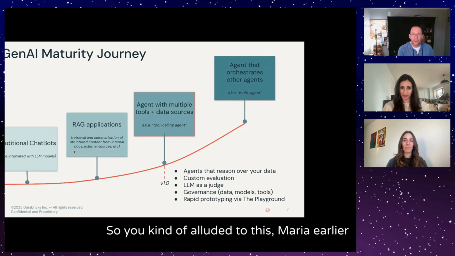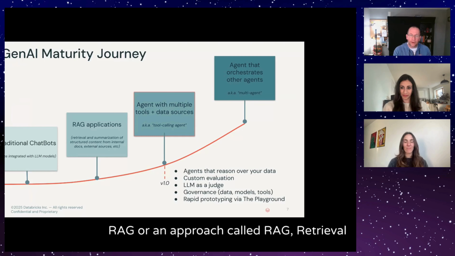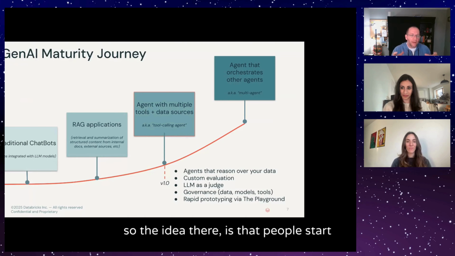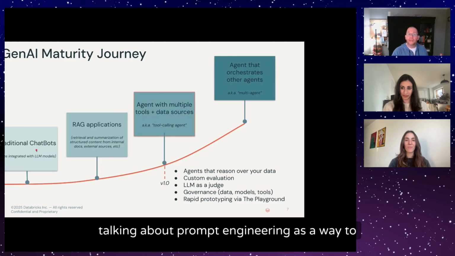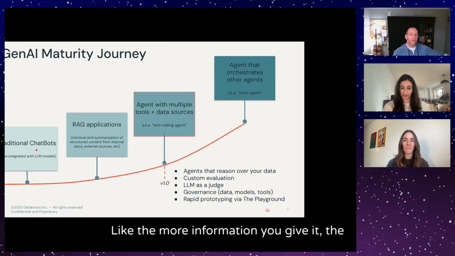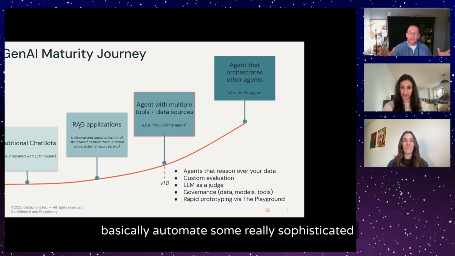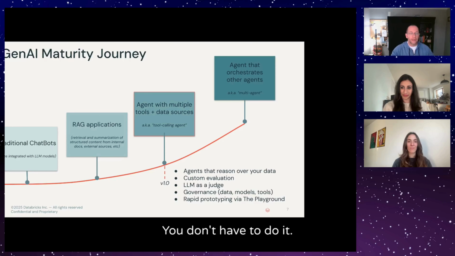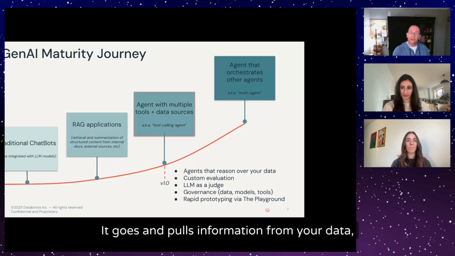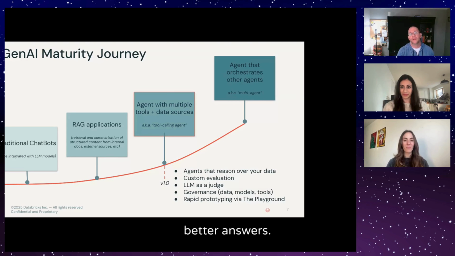So you kind of alluded to this, Maria, earlier, there's this concept, an approach called RAG, retrieval augmented generation. The idea there is that people start talking about prompt engineering as a way to get better answers back from your LLM. Like the more information you give it, the better answer you'll get back. The way I think about RAG is we have this process where we can basically automate some really sophisticated prompt engineering. It's automated, you don't have to do it. It goes and pulls information from your data, from your context about your business, and includes that in the query, and you get better answers.